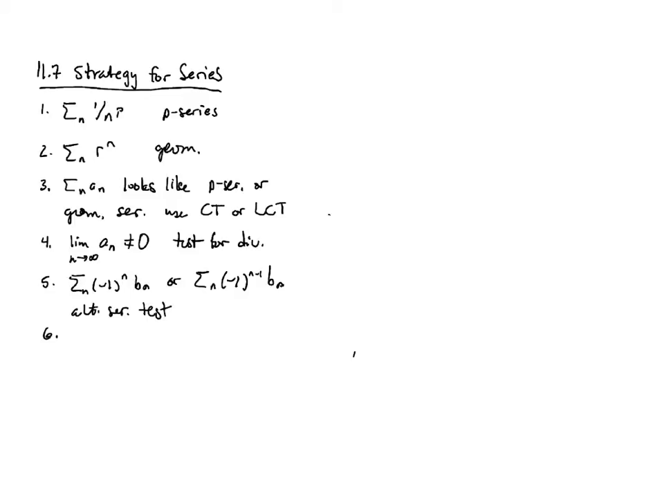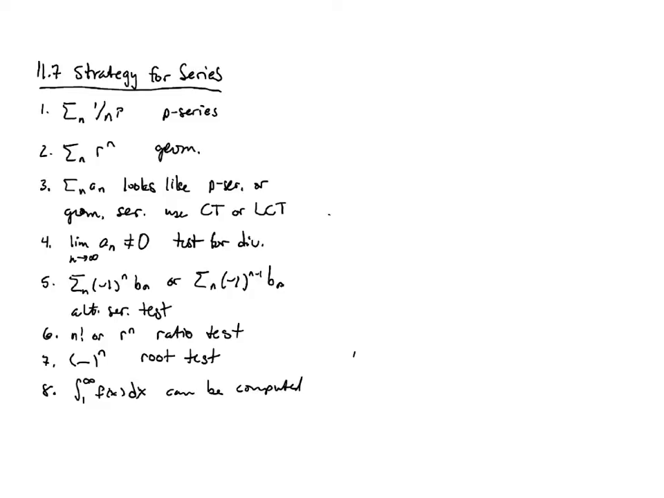Item 6: if you have factorials or products, powers, then you would want to use the ratio test. Or if you have some big expression to the nth power, then you would want to try the root test. And the last piece in the strategy is that if you recognize that you have a function that you can integrate, then you want to try the integral test.